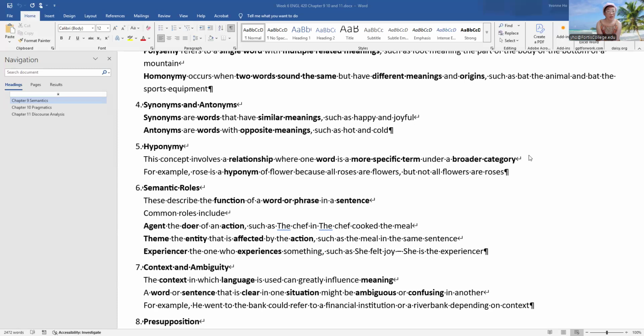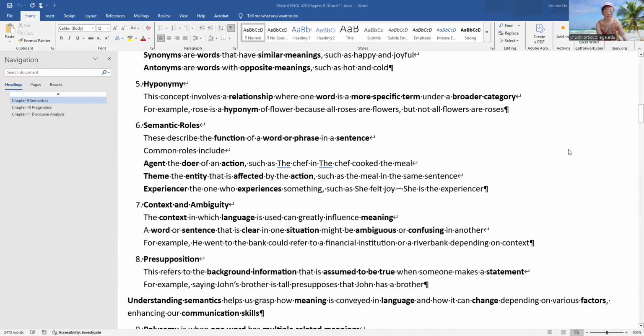Semantic roles. These describe the function of a word or phrase in a sentence. Common roles include agent, the doer of an action, such as the chef cooked the meal. Theme, the entity that is affected by the action, such as the meal in the same sentence. Experiencer, the one who experiences something, such as she felt joy. She is the experiencer.